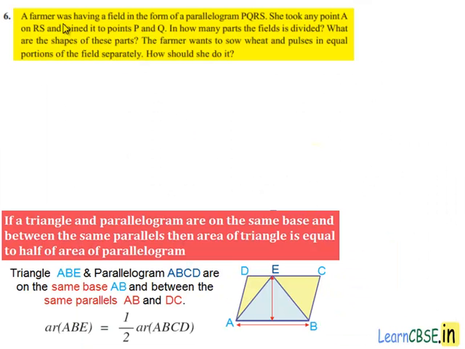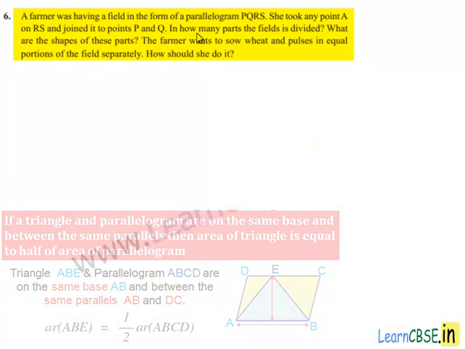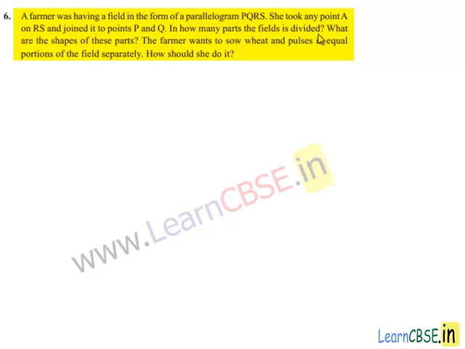Moving on to sixth question. A farmer was having a field in the form of parallelogram PQRS. She took any point A on RS and joined it to the points P and Q. In how many parts is the field divided? What are the shapes of these parts? If the farmer wants to sow wheat and pulses in equal portions of the field separately, how should she do it?